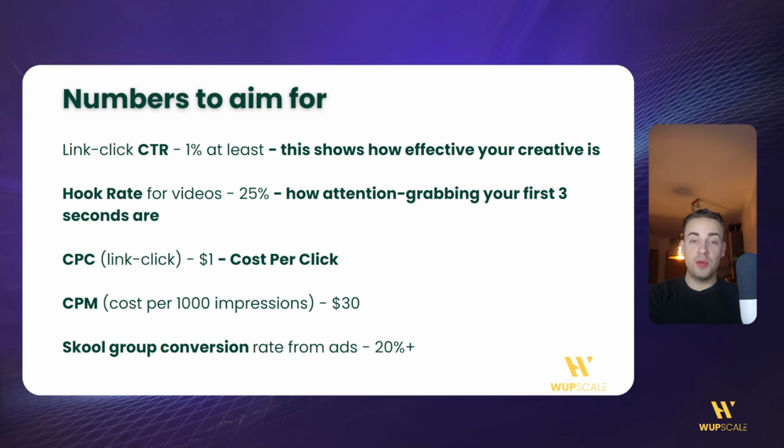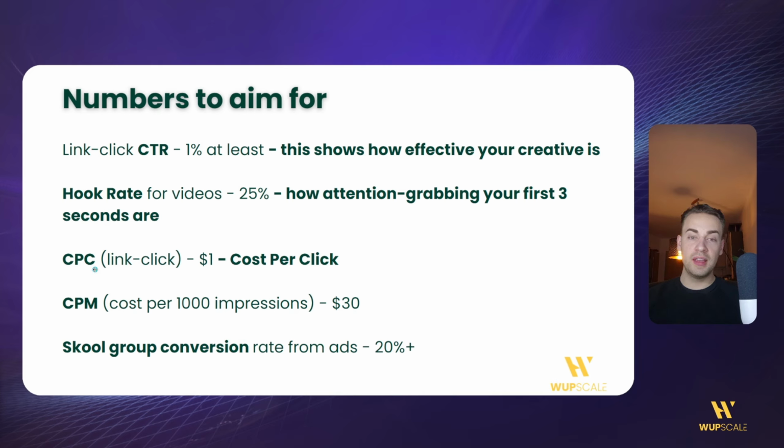And then if you are using videos, hook rate is going to be the most important to track. This is a custom metric you need to set up yourself, but this basically shows how attention grabbing your first 3 seconds are with your video. So we aim to be around 25%. So every 4th impression is going to watch the first 3 seconds of your video, which is a good metric, but the higher the better.